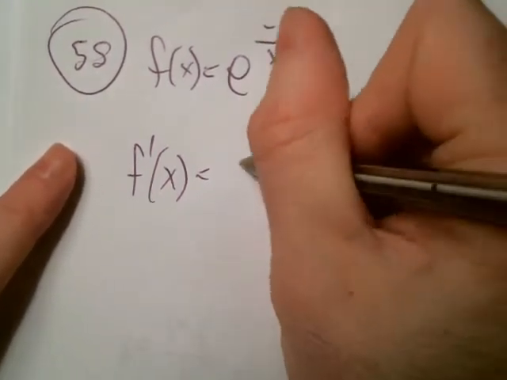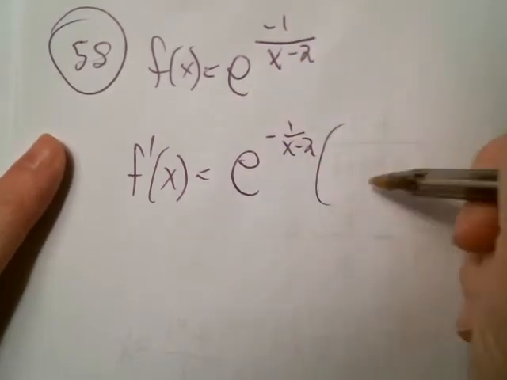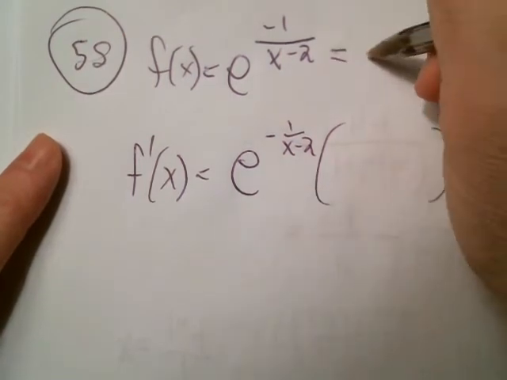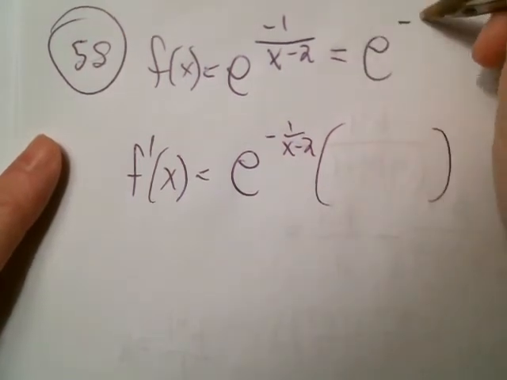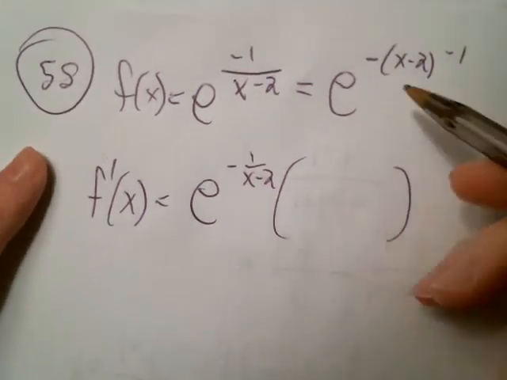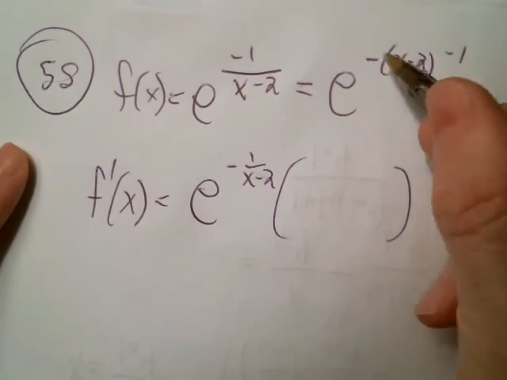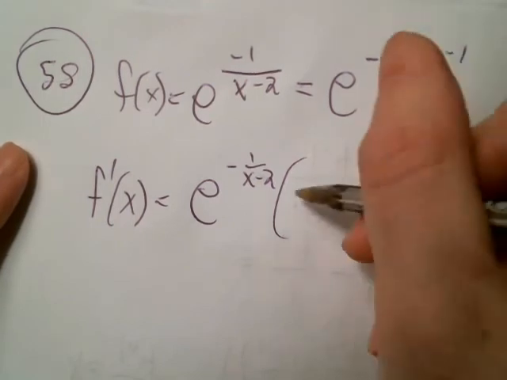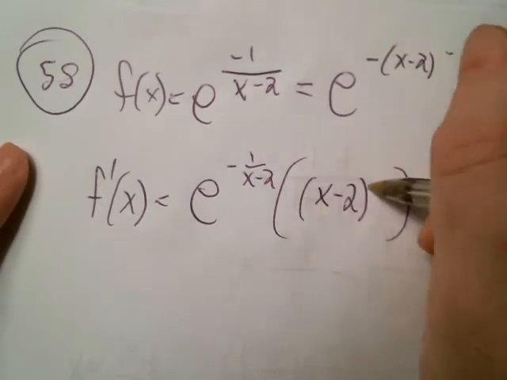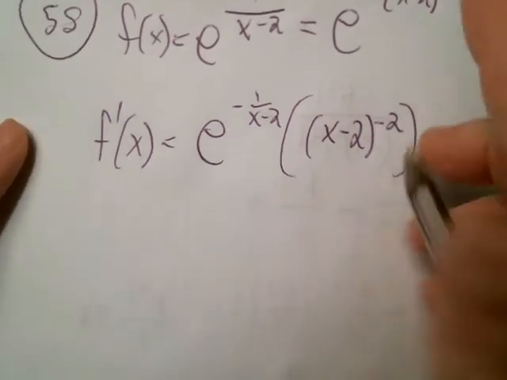So f prime of x is e to the -1 all over x minus 2 times the derivative of this thing. Okay, and let me rewrite that, right? So this would be e to the negative x minus 2 to the -1. And then you could do a power rule in here to get, so the derivative of this, you bring down the -1. -1 times -1 is +1. And then you have x minus 2 to the -2. So you subtract 1 away from the old exponent.